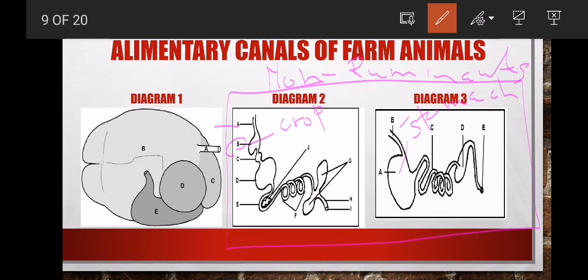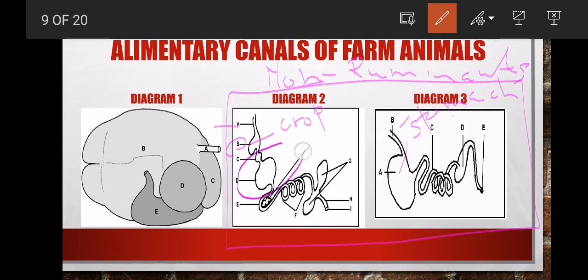So it means in a chicken, there is a crop, while in a pig, there is no crop. That's where you master the differences. In a chicken, there is a presence of a crop. In a pig, there is no crop.